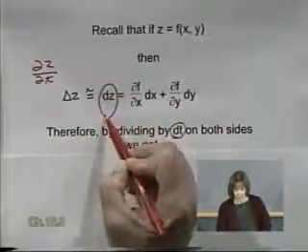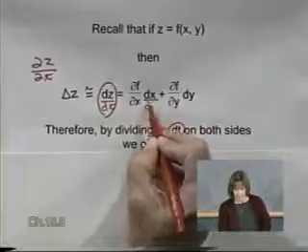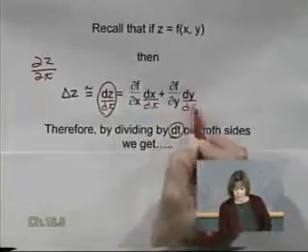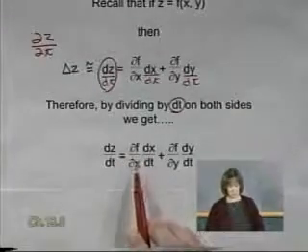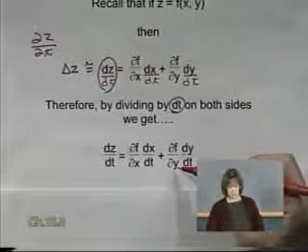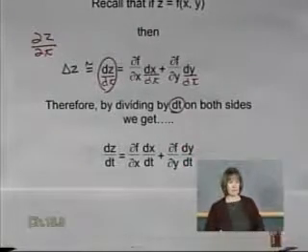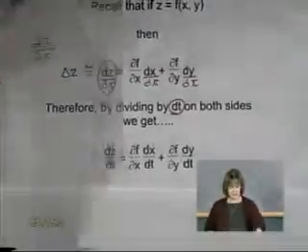And right here, I just have dz. Well, if I divide through by dt on both sides, what I get is dz/dt is equal to the partial of f with respect to x times dx/dt plus the partial of f with respect to y times dy/dt. And this is the chain rule for multivariable calculus.